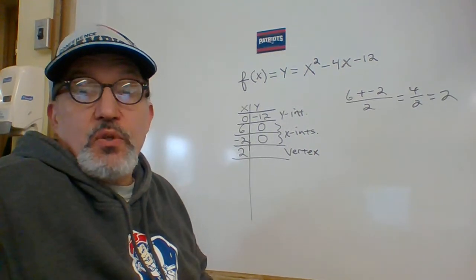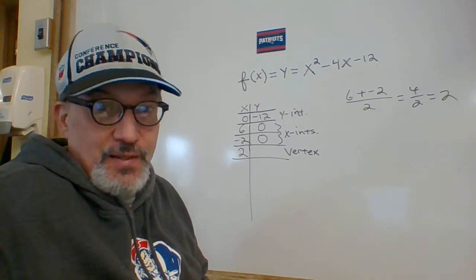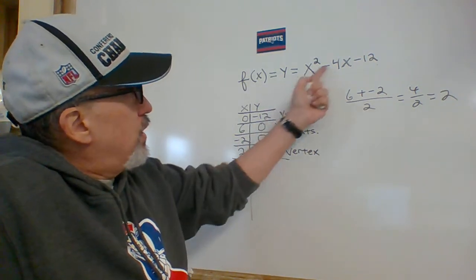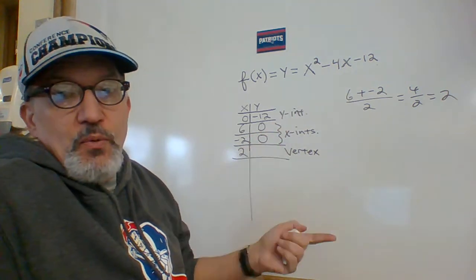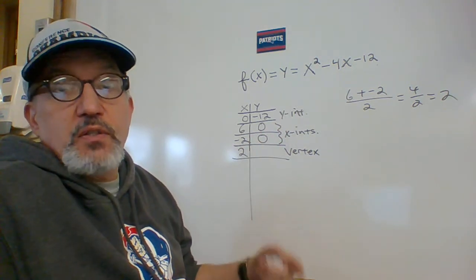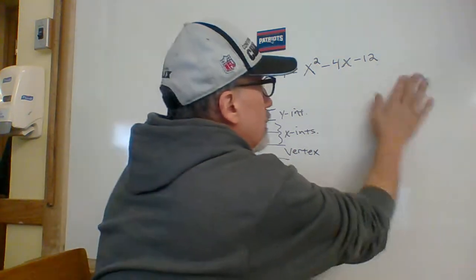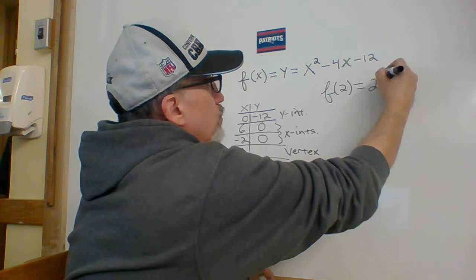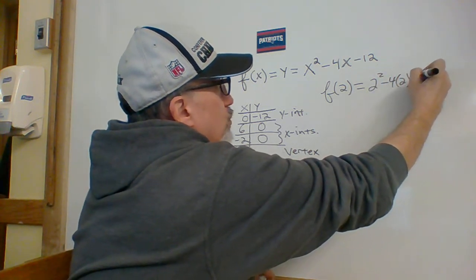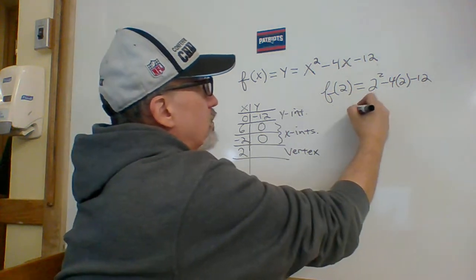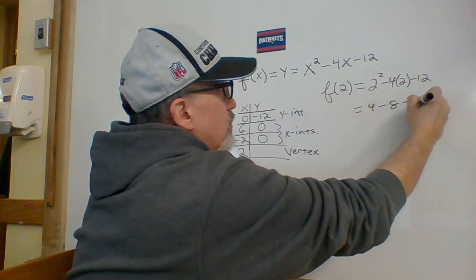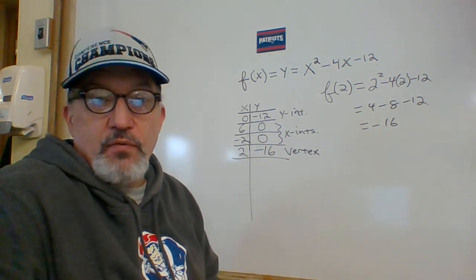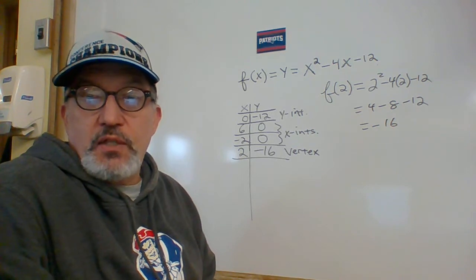And then we ask, what is the y-coordinate of the vertex? And that's easy. The way a function works, if you have a value of x, you plug it in to the function. You evaluate the function for that particular value of x to get the corresponding y. So finding f of 2, we get 2 squared minus 4 times 2 minus 12. That's 4 minus 8 minus 12, or -16. So the vertex of this graph is at the point (2, -16).